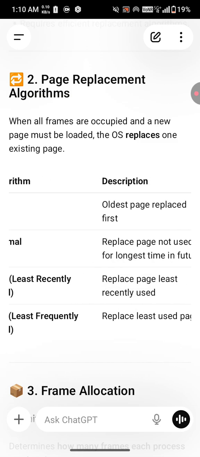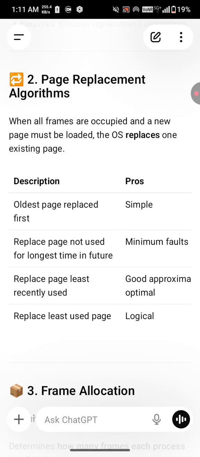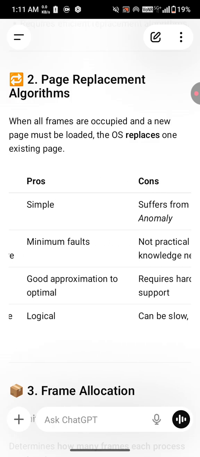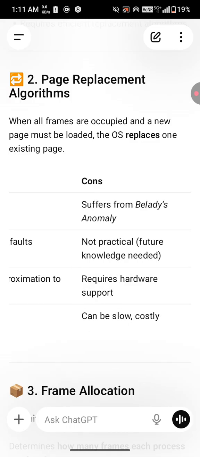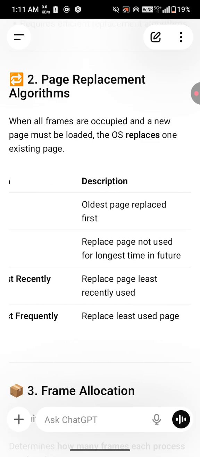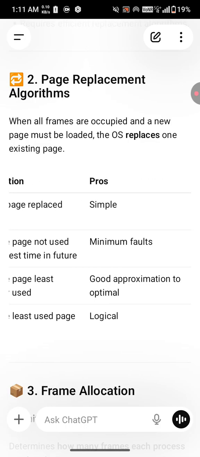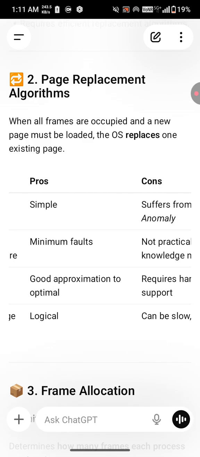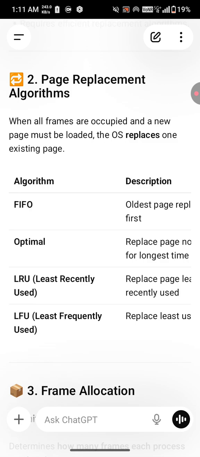FIFO, first in first out: oldest page replaced first. Pros: simple. Cons: suffers from Belady's anomaly. Optimal: replace page not used for longest time in future. Pros: minimum faults. Cons: not practical, future knowledge needed.